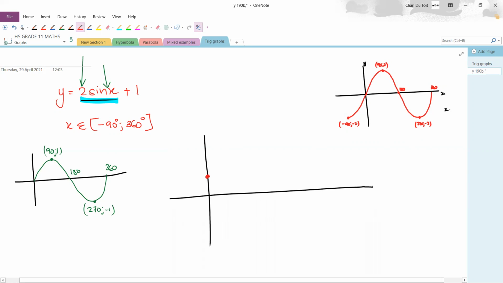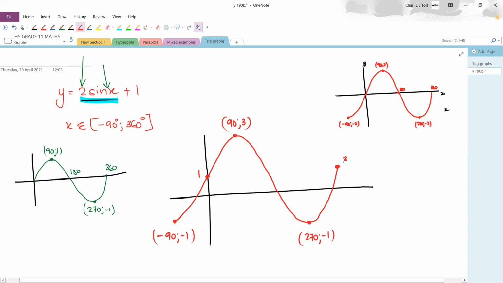Yes, sir. Good. Okay, so it goes up, comes down, goes up. So I'll move quicker then. So this will be -90 and -1 because it moved 1 up. That will be 1. This will be 90 and 3. This will be 270 and -1. And this will be 360 and 1. So you'll be able to do that. All of you. Okay, cool.